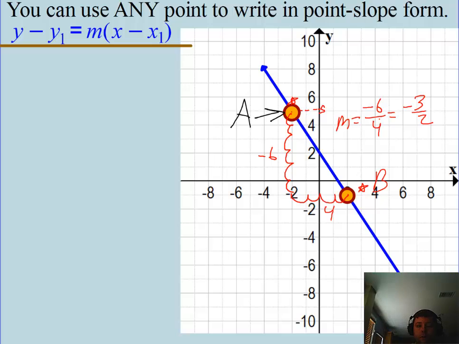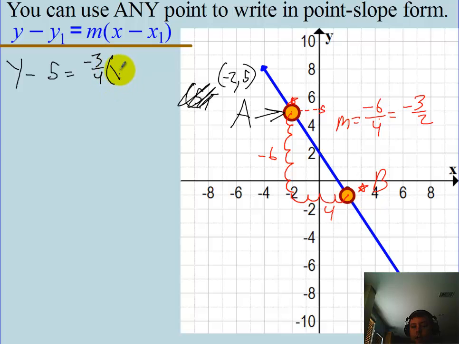So that's my slope. So let's plug in a point. Now the coordinates for A are going to be at 5, oops, I'm wrong with that. It's the x value first, so it's negative 2, 5. So with the point A, I can write the equation as y minus y1, which will be 5, equals the slope, negative 3/2, times the quantity x minus negative 2, so I can just say plus 2. And that's one way to write this equation.